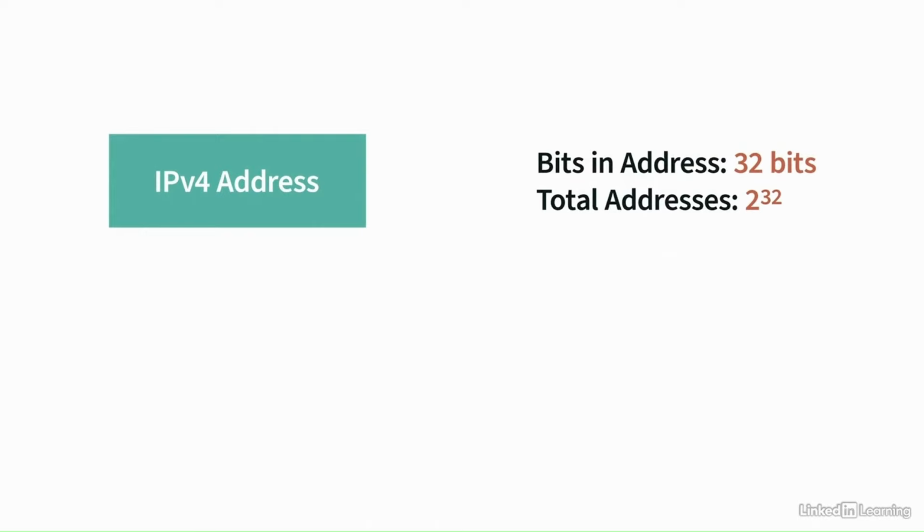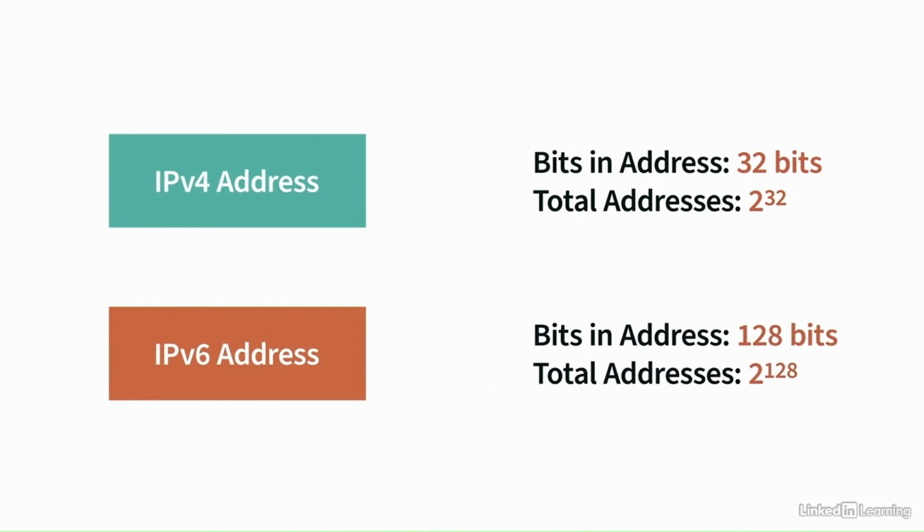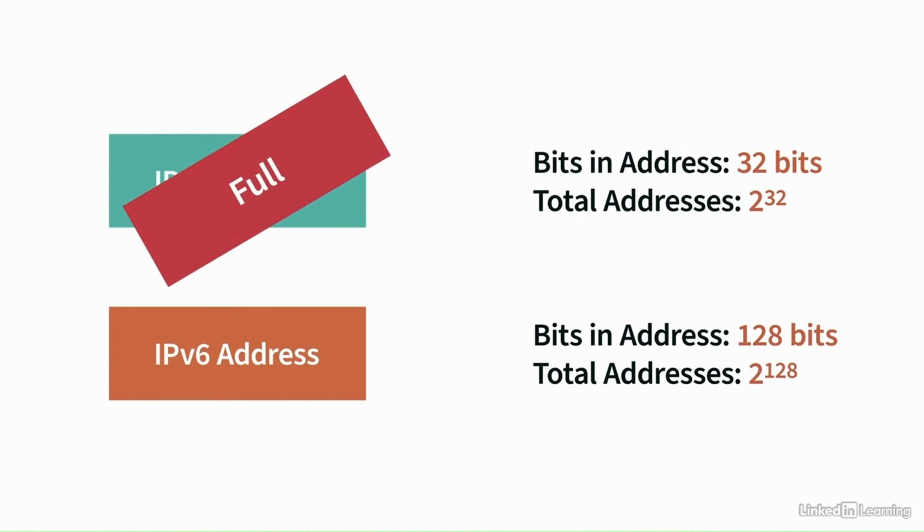made up of 32 bits, that gives us 2 to the power of 32 possible addresses. However, an IPv6 address is made up of 128 bits. That gives us 2 to the power of 128 possible addresses. So even though our IPv4 addresses are full, we have plenty of IPv6 addresses to go around to everybody on the planet.